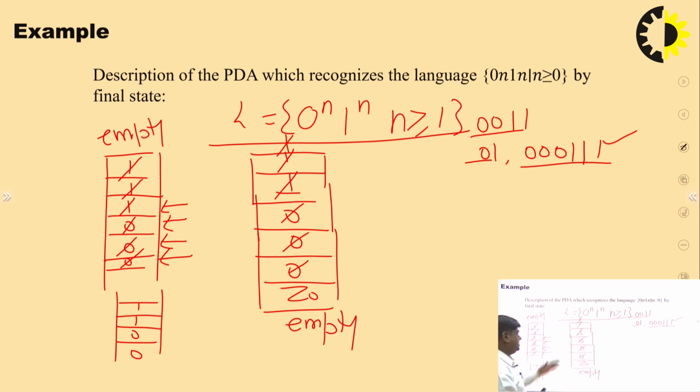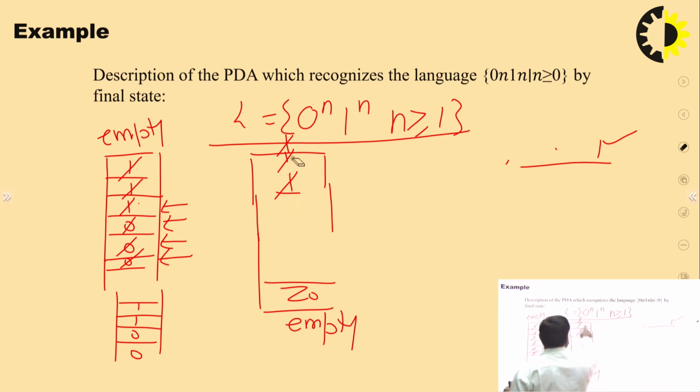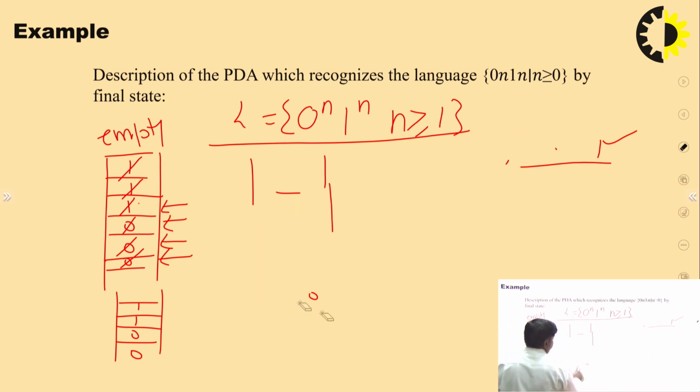Now check the condition: the input is empty and the stack is empty. It means this language is accepted by the PDA, the pushdown automata. So this is the approach: for each 0, insert into the stack; for each 1, pop a 0. Now, what is the procedure for designing the PDA?